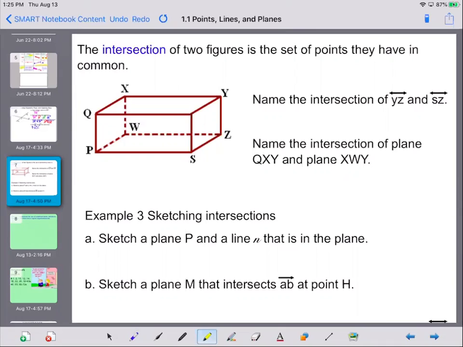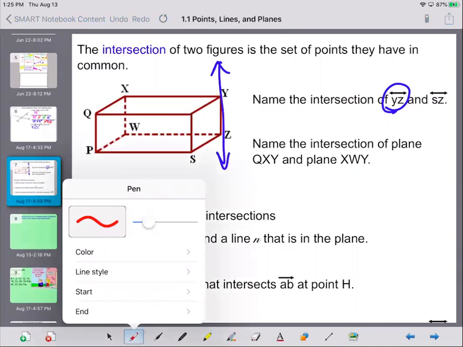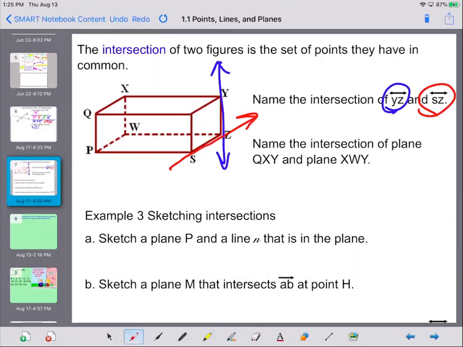So the first question says to name the intersection of line YZ. So line YZ is right here, and line SZ. So line SZ is going this direction. Now, they want us to name the intersection. When 2 lines cross, that intersection is just simply one little spot. And remember, we call a spot a point. So this is going to be at point Z. Okay, next question we have, here, let me erase this stuff.